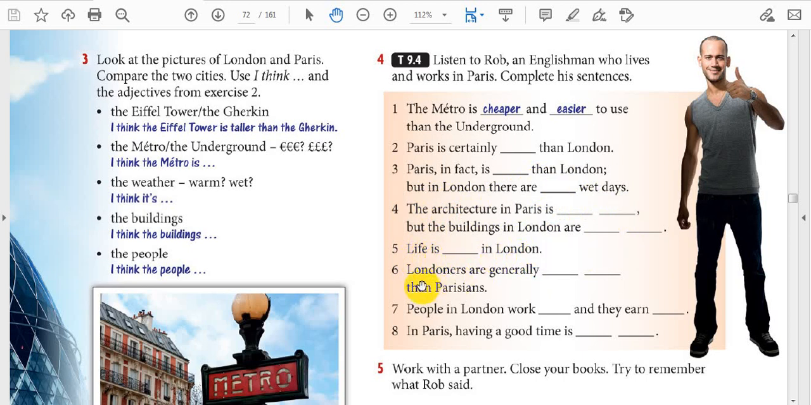And the people? Londoners are generally more polite than Parisians. People in London work harder and they earn more. In Paris, having a good time is more important.